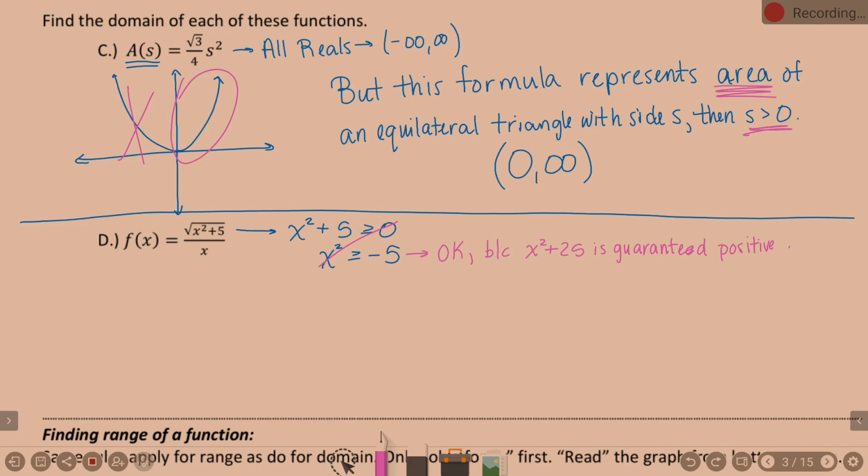I'll say guaranteed positive already. Okay, so basically, we check the square root. If you can solve it and get a value, then yeah, we have an issue. This one, we can get a value, so we didn't have the issue.